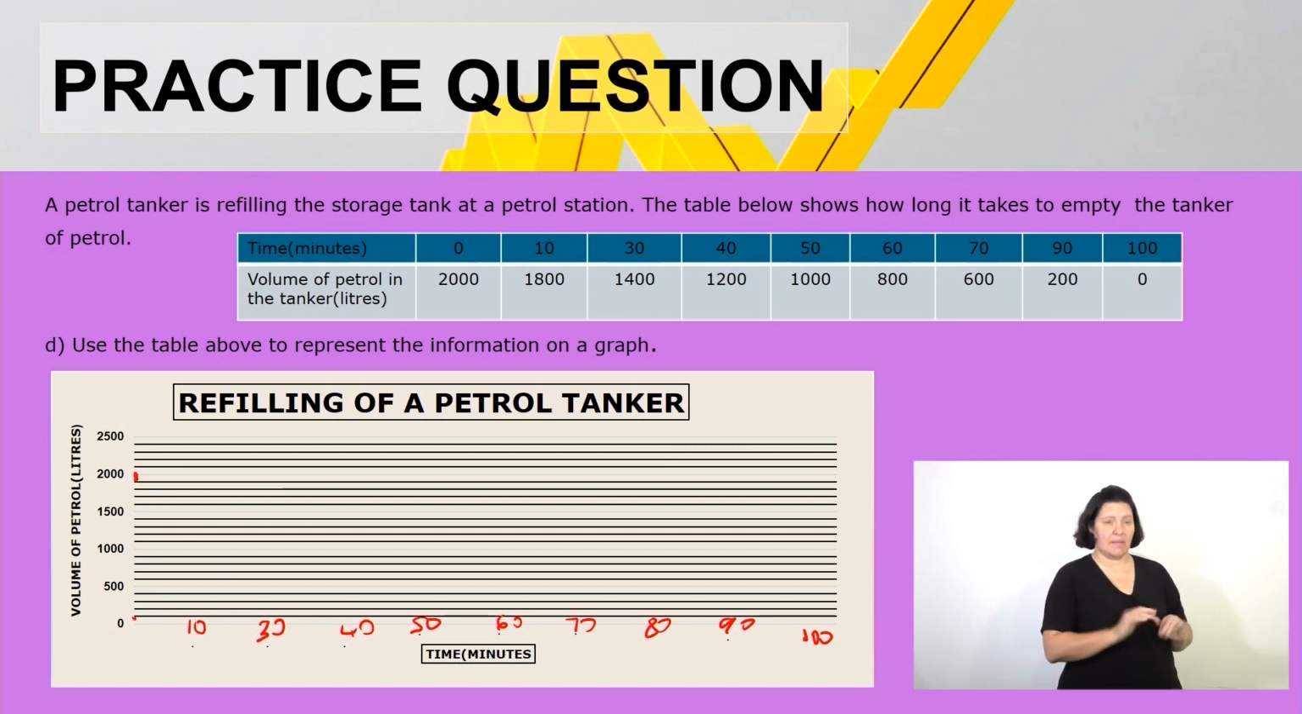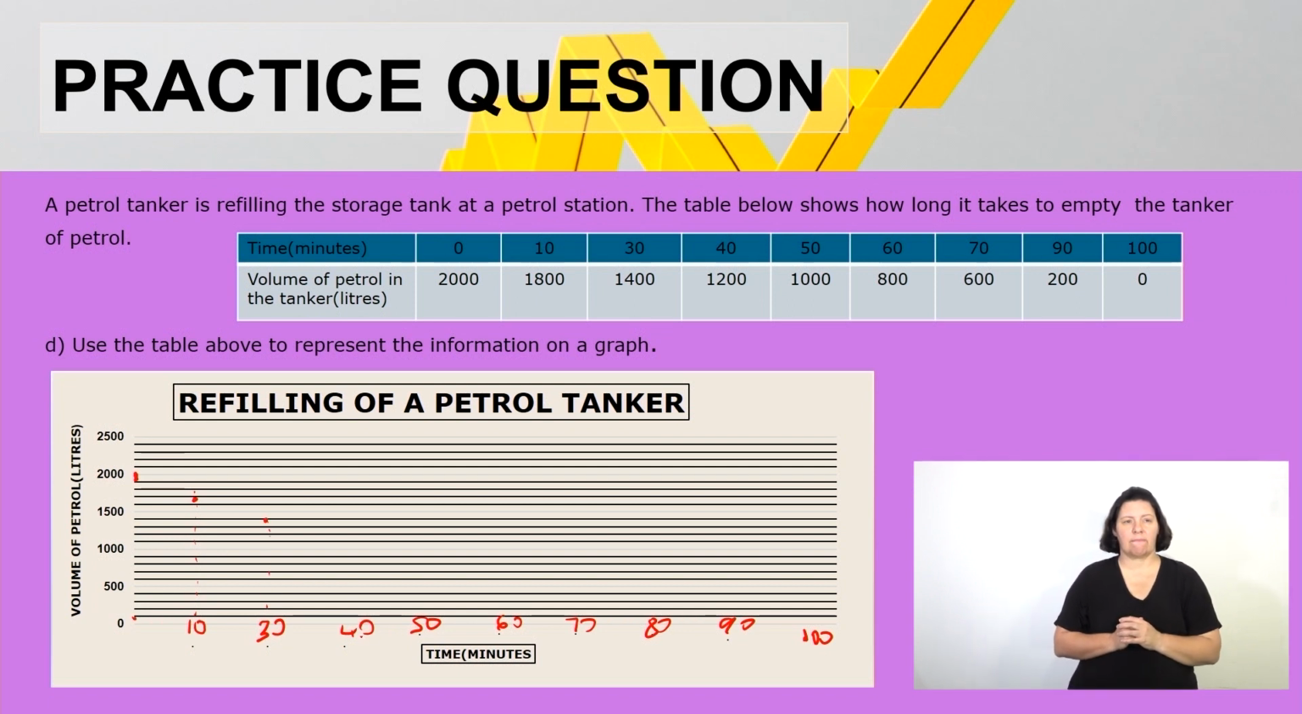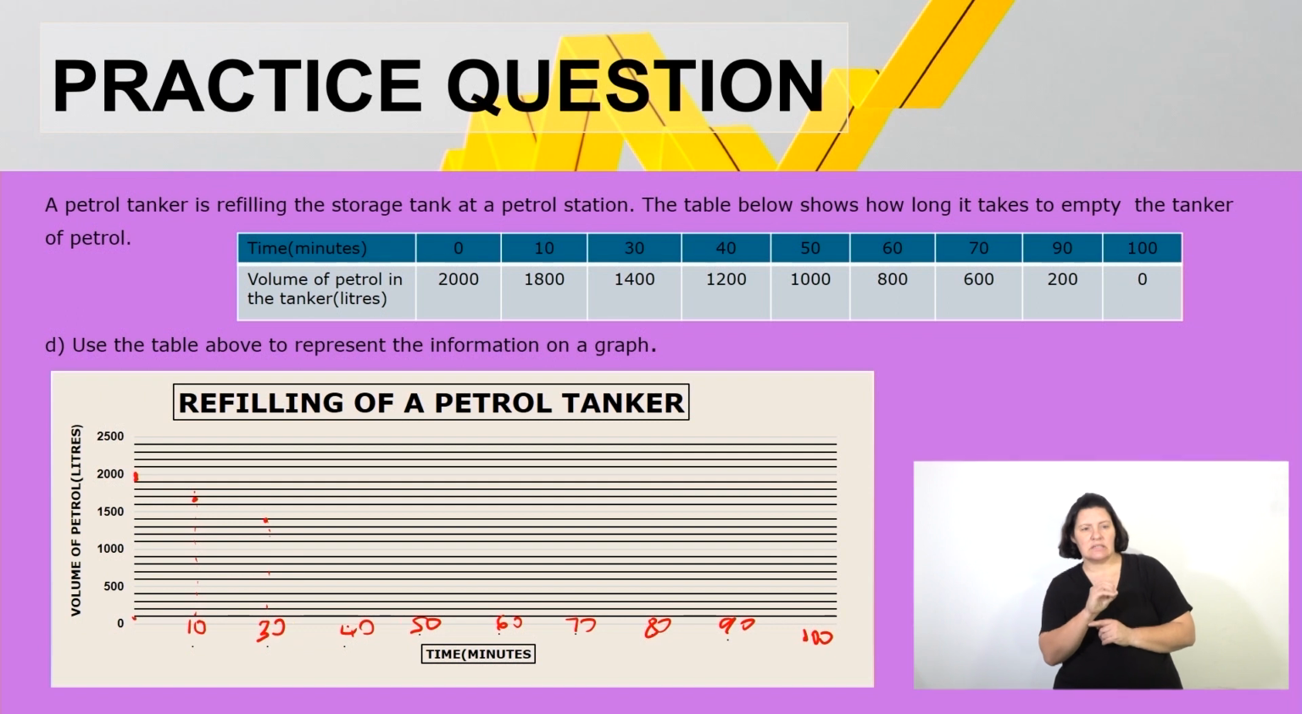So at 10, it is 1,800, which is here. At 30, it's 1,400, just under 1,500. And then 40, it's 1,200. And then 50, we have 1,000. And then 60, we have 800, just under 1,000. Now 70, it will come here. At 80, it is 600, just here.